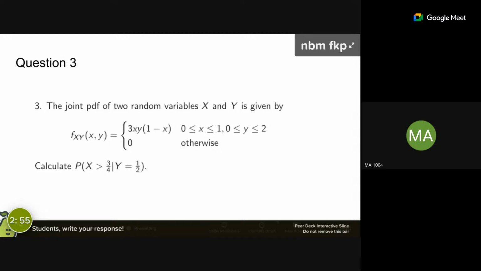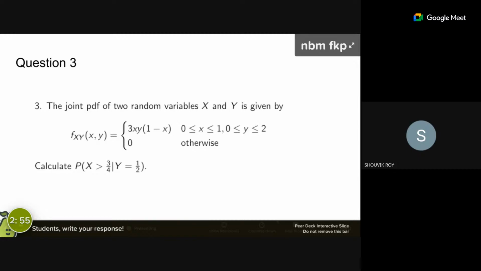Ma'am, should we put the value for y as 1 by 2 for Fy of y, the marginal density of y? First you have to calculate the marginal, then you put the values.